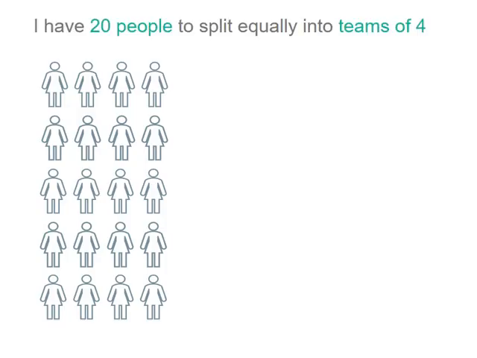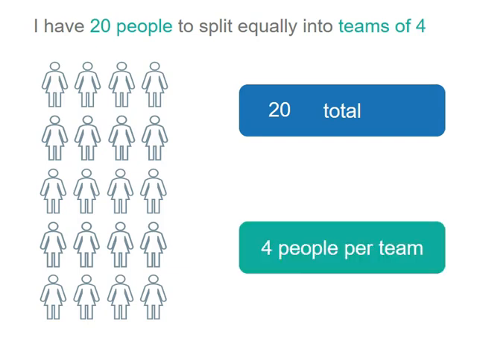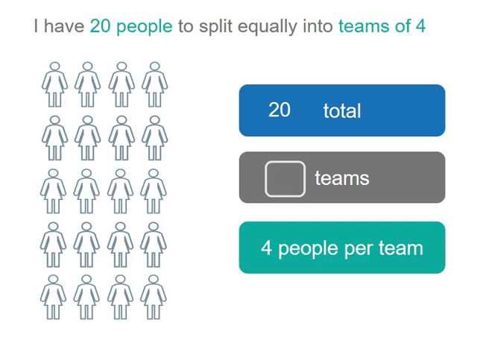Now, we could think of the same problem in a slightly different way. This time, I have 20 people to split equally into teams of 4. So this time, I know I've got 20 people, that's my total, and I know how many items in each group, or people in each team, that's 4. But I don't know how many groups. So this time, that's the missing figure.